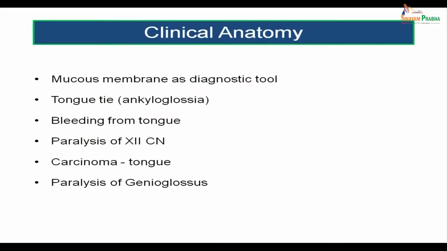We will discuss bleeding from the tongue, paralysis of the hypoglossal nerve, carcinoma of the tongue, and paralysis of a very important muscle of the tongue which is called genioglossus. So all these are parts of clinical anatomy which we will review at the end of this lecture. First, let us study the gross anatomy of the tongue.